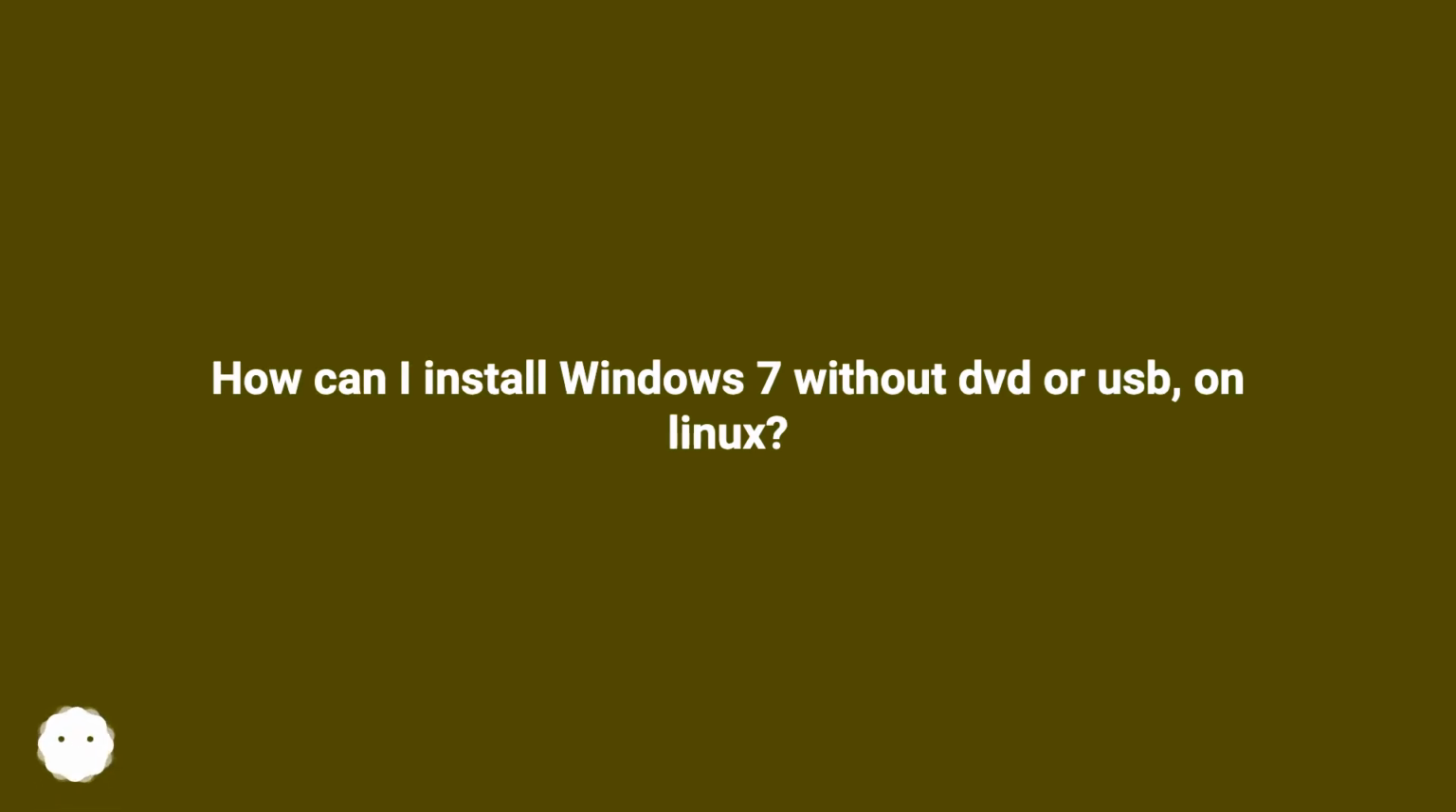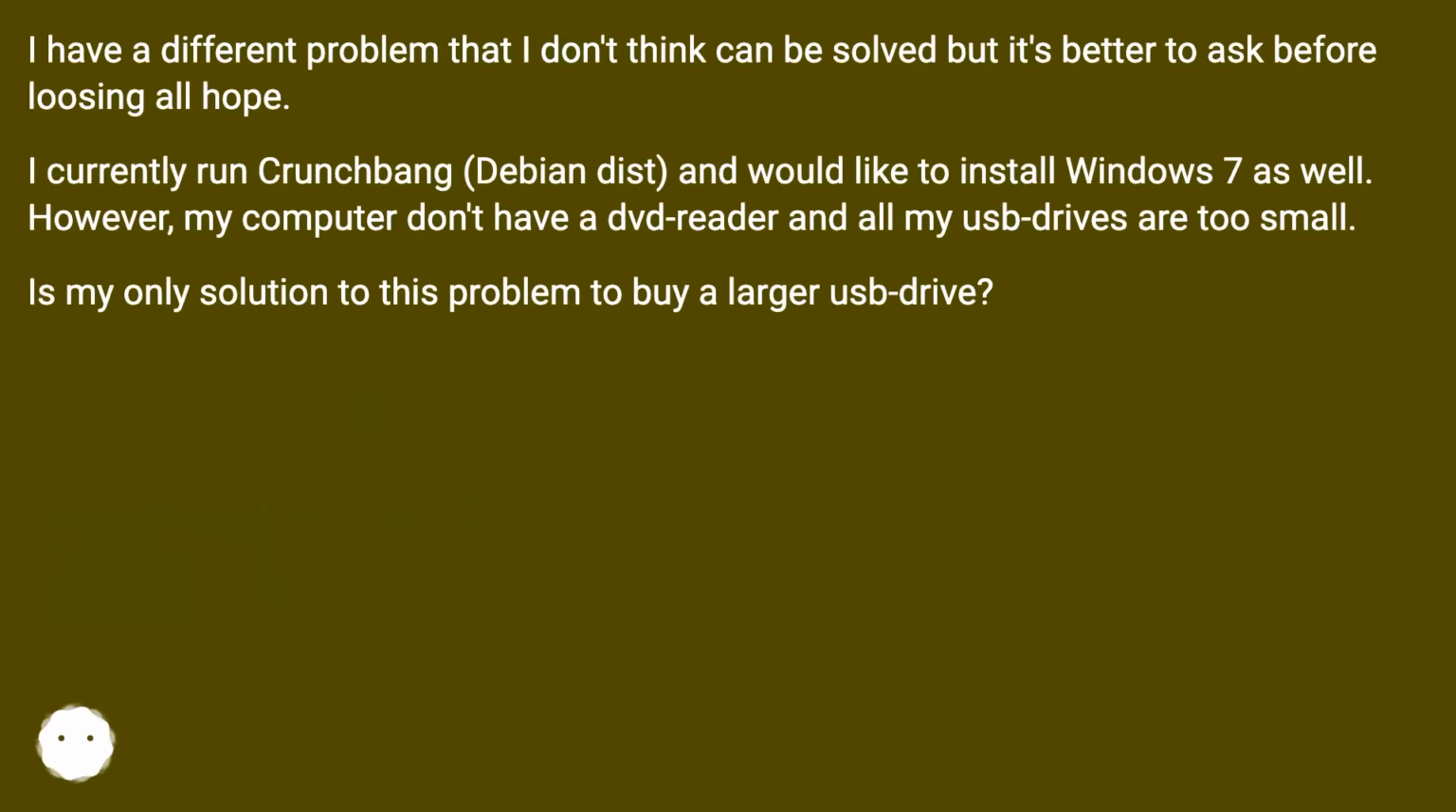How can I install Windows 7 without DVD or USB on Linux? I have a different problem that I don't think can be solved, but it's better to ask before losing all hope. I currently run Crunchbang, a Debian distro, and would like to install Windows 7 as well. However, my computer doesn't have a DVD reader and all my USB drives are too small. Is my only solution to this problem to buy a larger USB drive?